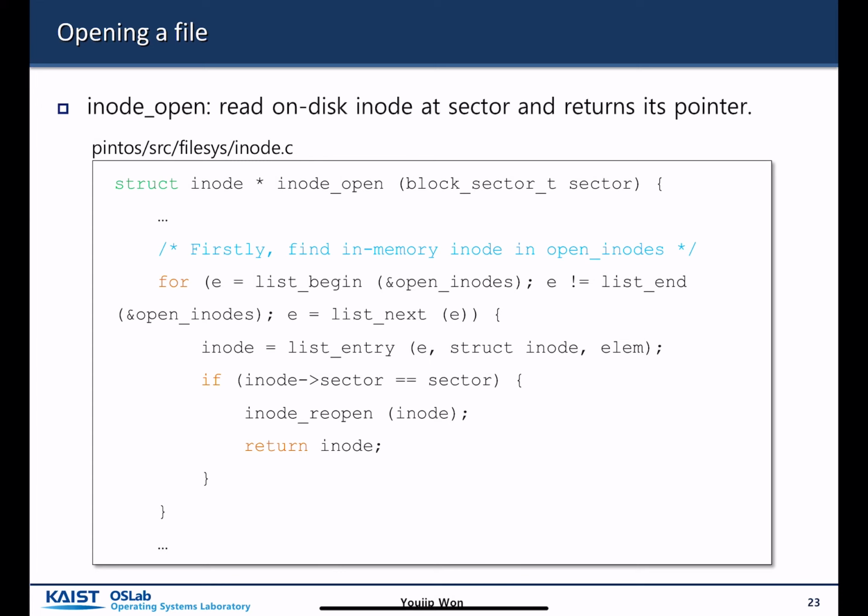Now, let me explain the procedure of opening an inode for the first time. The function in concern is inode open. It reads the on-disk inode at the sector. So this is the first parameter. It reads the inode from the disk at the sector location and then creates its pointer. Of course, the important operation of inode open is inserting the read inode into the linked list of open inodes here.